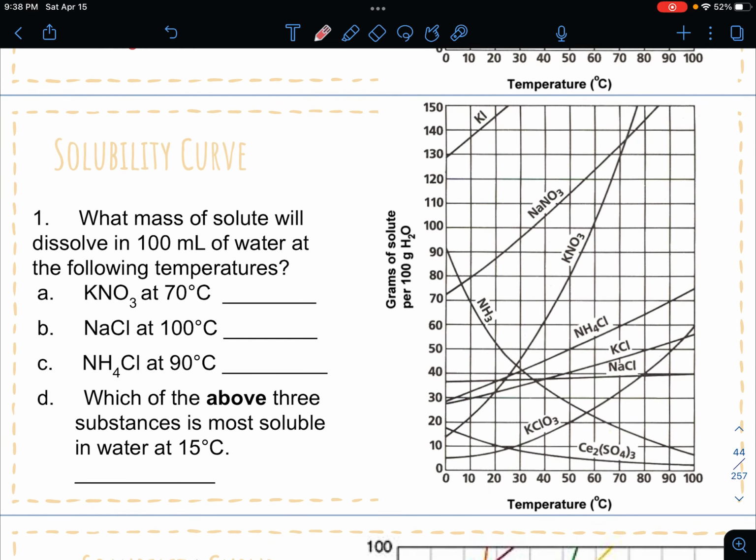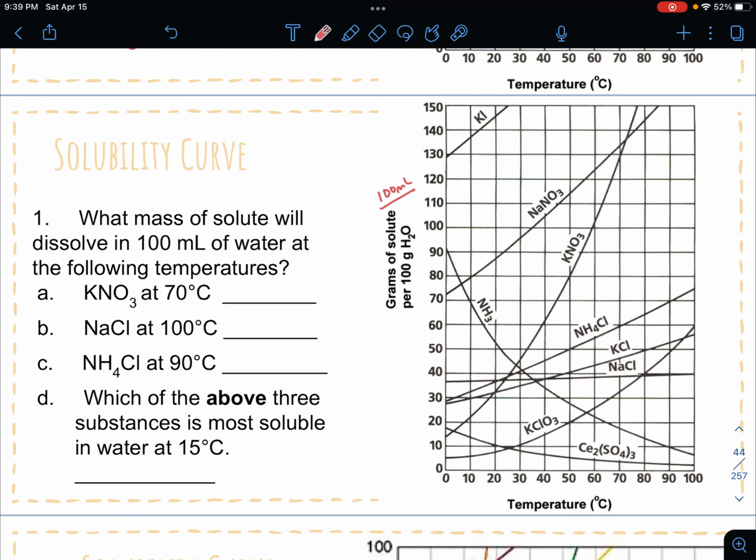Okay, so first let's just get comfortable using the graph. For question number 1, it says, what mass of solute will dissolve at the following temperatures? Again, this whole graph is about 100 milliliters, so the volume doesn't really matter in this case. This graph is made specifically for 100 milliliters.